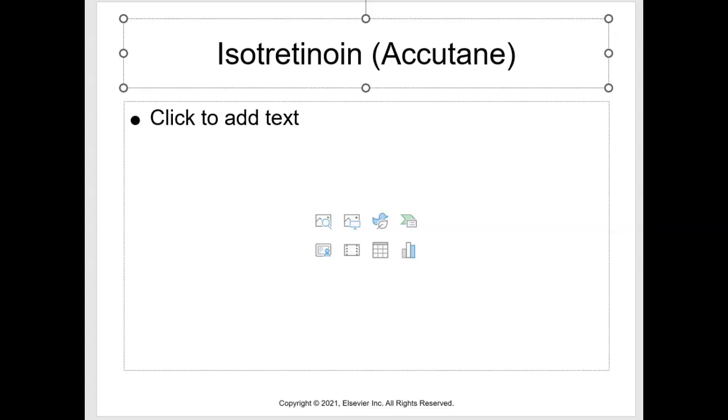You should probably avoid vitamin A because it's so closely a relative. It could kind of intensify isotretinoin, so we say not to do that. And don't take tetracycline. Okay.